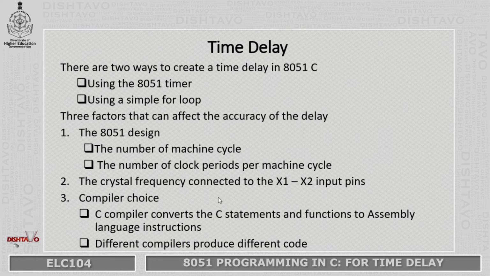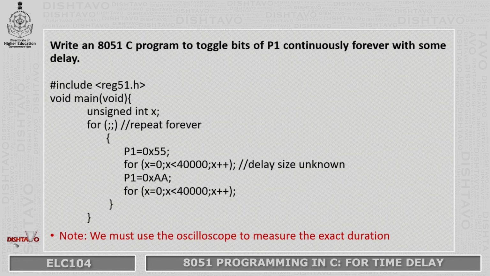The second one is the crystal oscillator, which is connected between the X1 and X2 input pins. It is the point where the crystal oscillator is connected. And the third one is the compiler choice. The C compiler converts the C statements and functions to assembly language instructions. Different compilers produce different code.